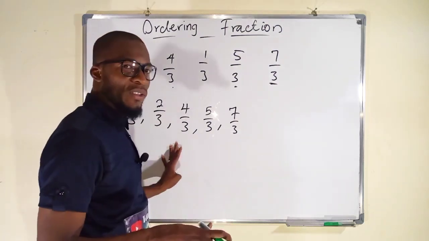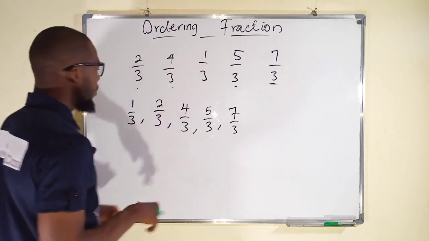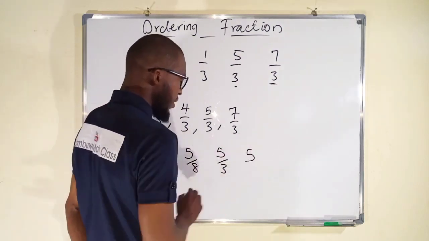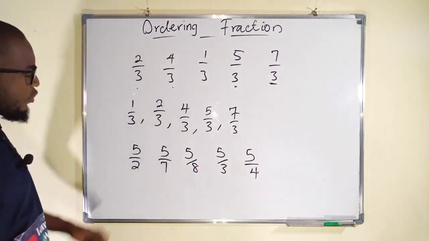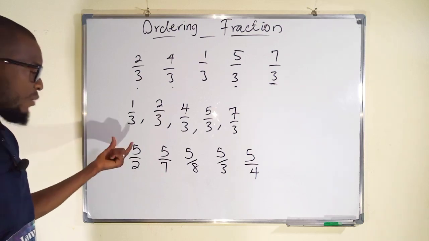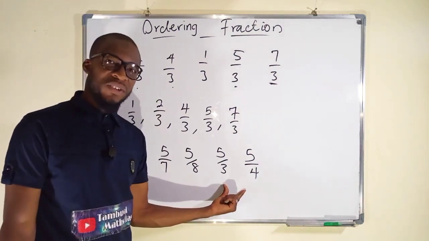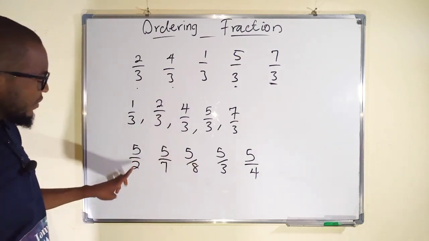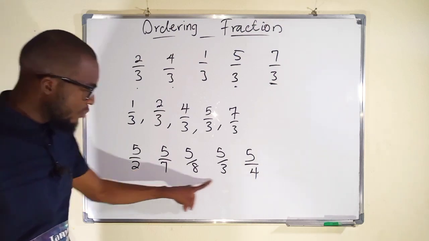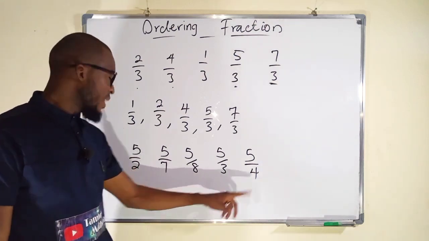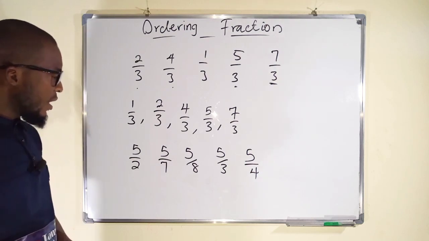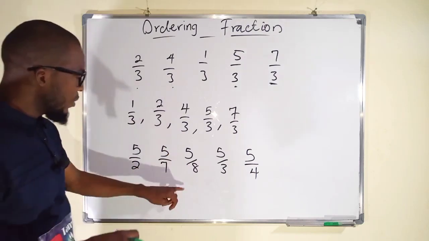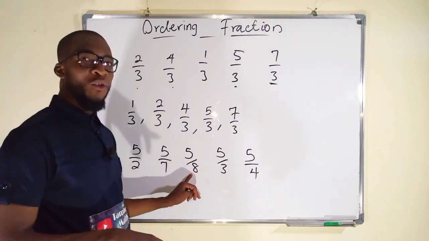So now let us consider fractions that have the same numerator. Suppose we have these. Now, to identify the biggest fraction here, it is the fraction that has the least denominator, or the smallest denominator. And you can see here 2 is the smallest among these numbers, and we are going to consider it as the biggest. And the smallest fraction is the one that has the biggest denominator, which in this case is 5/8.